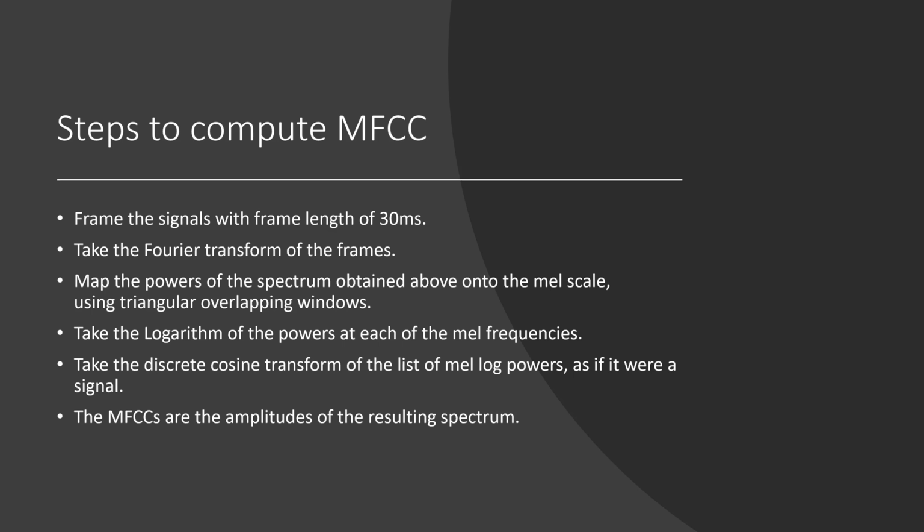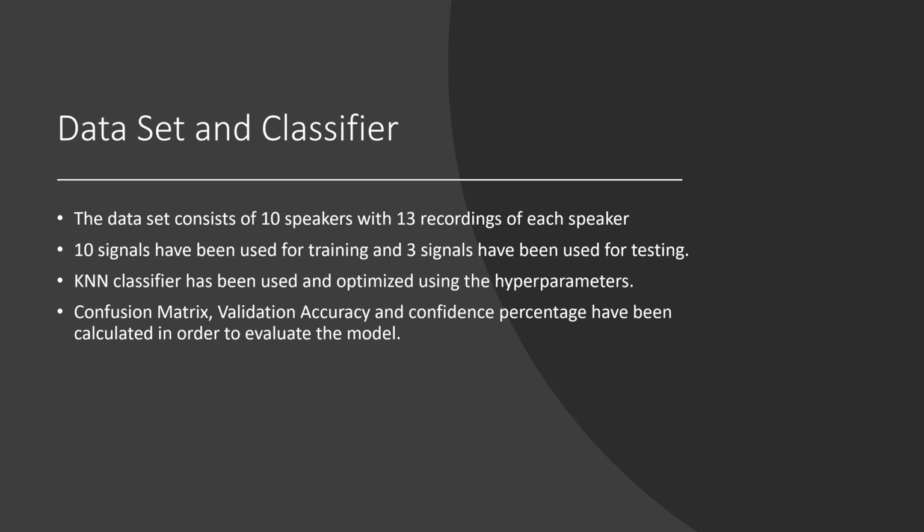After this is done, we take the logarithm of the powers at the Mel frequencies, and the final step is to do the discrete cosine transform of these Mel log powers. The MFCCs are the amplitudes of the resulting spectrum, and these are very good features to be used for speaker recognition. Now, moving on to the data and the classifier.